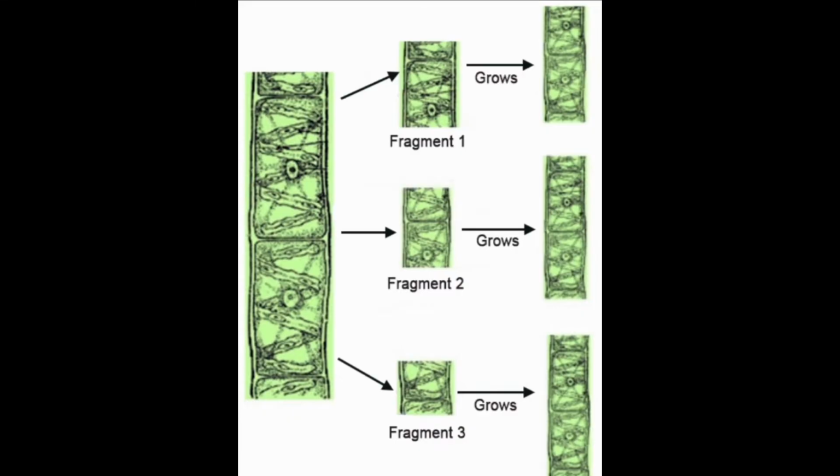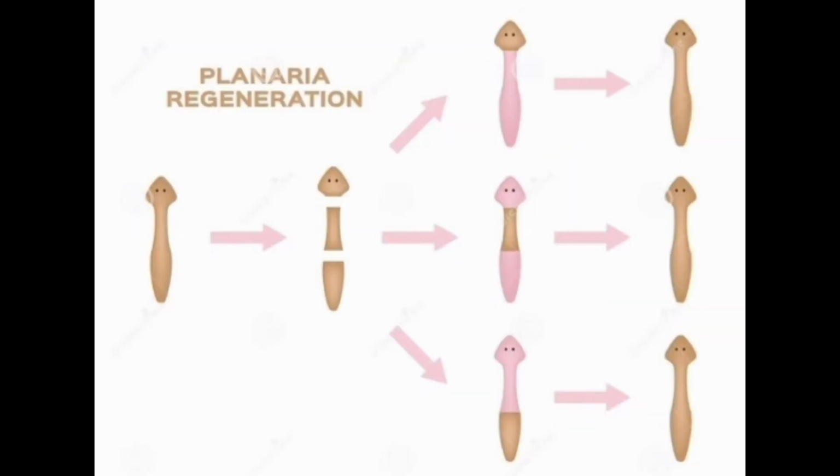Next is fragmentation. It involves the breaking of the parent organism into two or many fragments. Each fragment develops into an individual. Example in Spirogyra. Next is regeneration. It is also called morphallaxis. If the organism is cut up, its pieces can grow into separate individuals. Example, you can see in Planaria and Hydra.